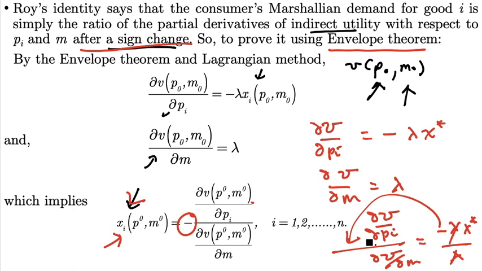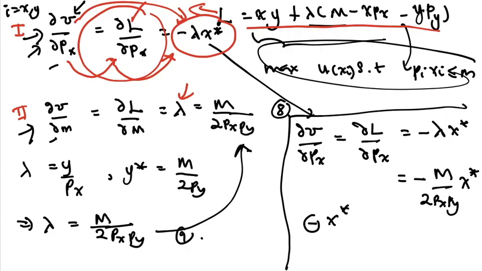After the sign change, let's go back to this. So lambda cancels out. Then what you can say is that you can recover the Marshallian demand for good x.